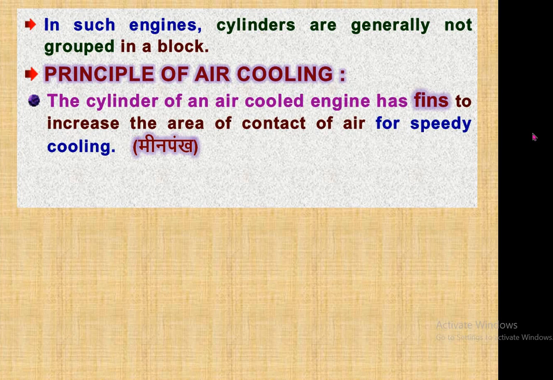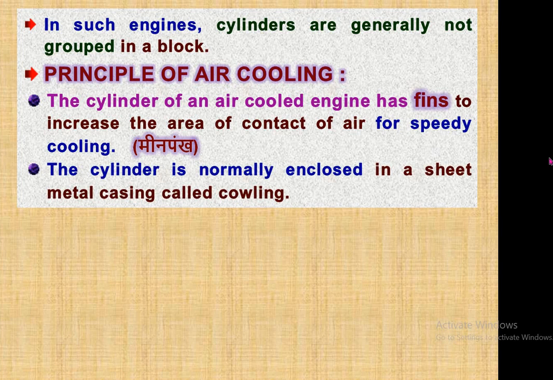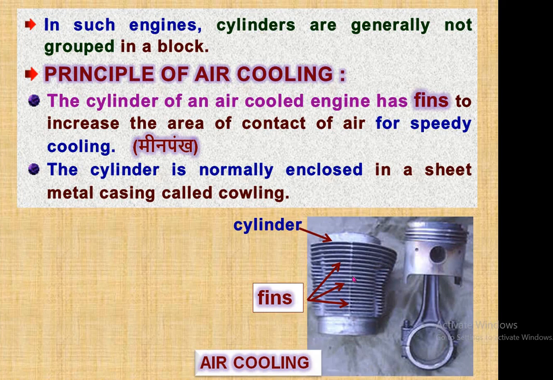Now, the principle of air cooling. The cylinder of an air cooled engine has fins to increase the area of contact of air for speedy cooling. What are fins, we will see in the figure. See, this is our cylinder. Inside the cylinder our piston moves, but the circumference or outer surface of the cylinder has projected parts that are called the fins. This is the fins.